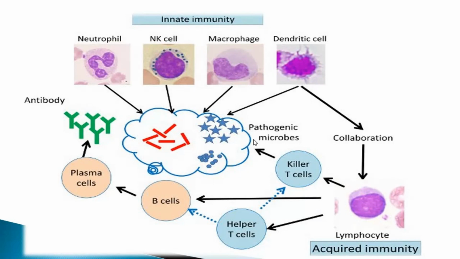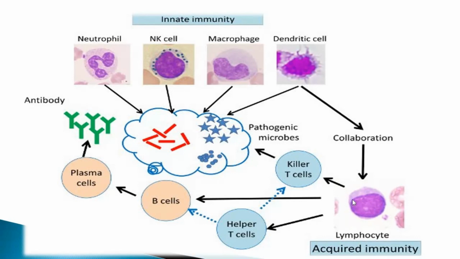This is an illustration of how your innate immunity and your acquired immunity respond to a pathogen. So if this is your pathogen, cells of your innate immunity, which include your neutrophils, natural killer cells, macrophages, and dendritic cells, will come and attack this pathogen, which can be a bacteria, a virus, or a parasite.